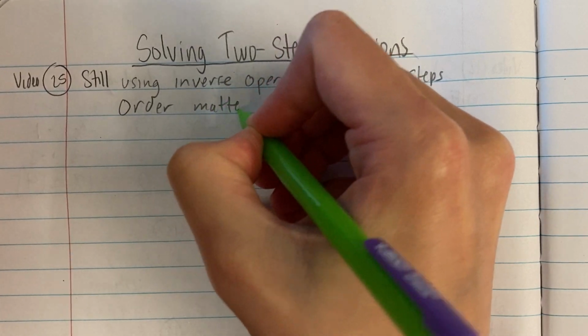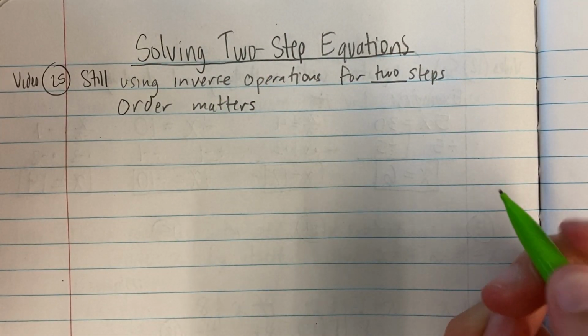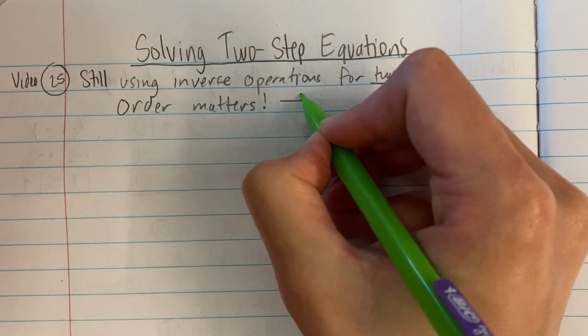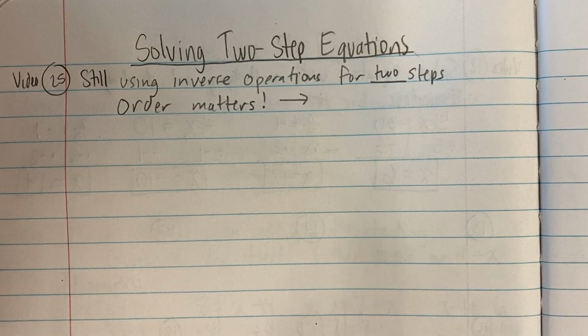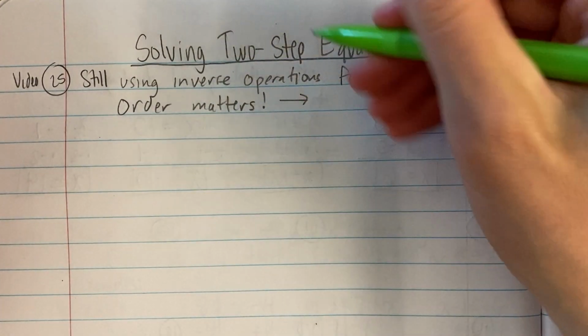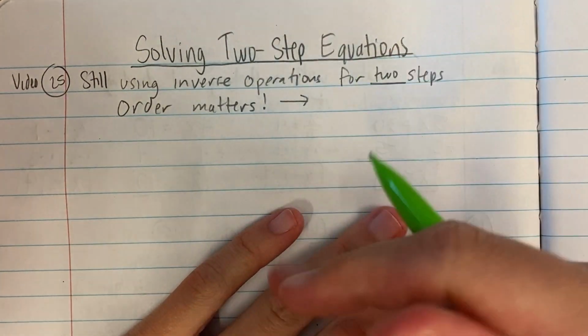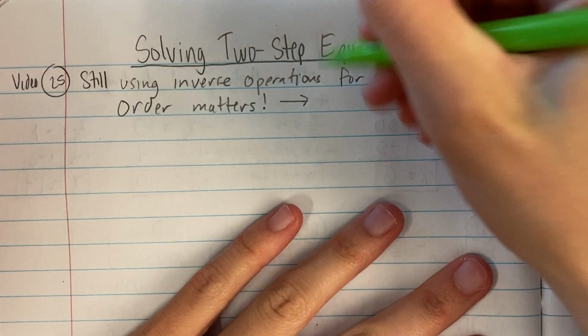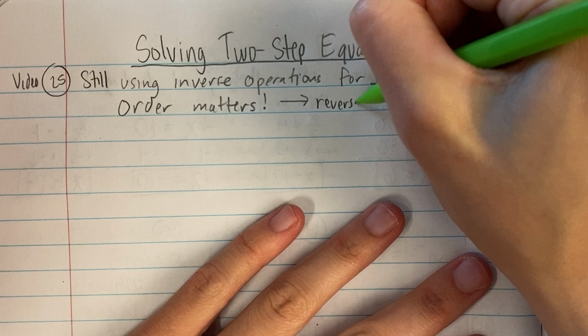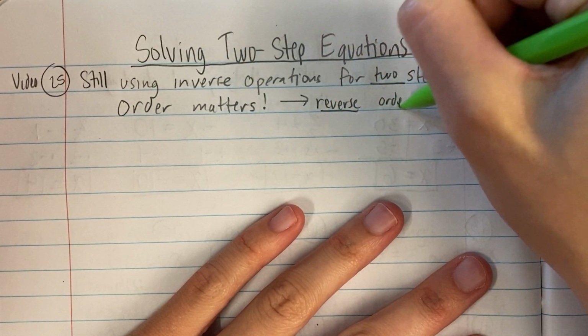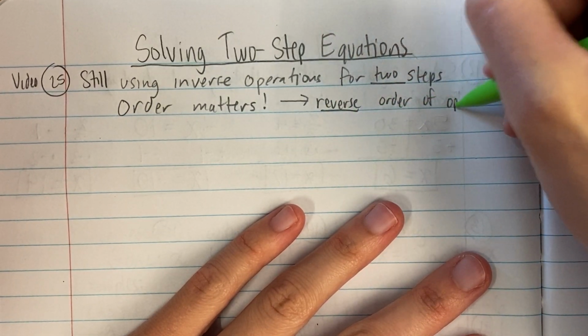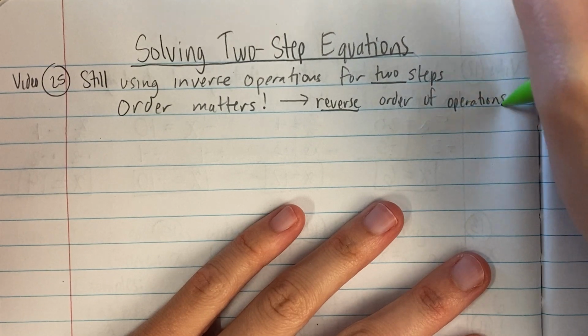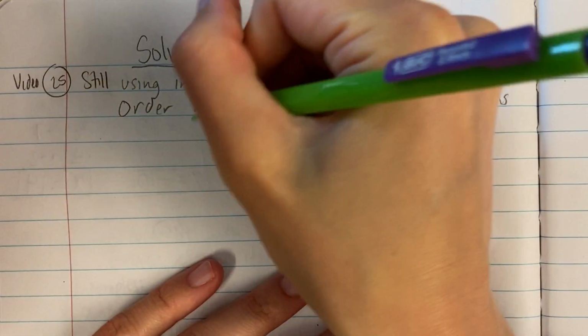We can't just undo the operations in whatever order. Just like the same way we can't when we did order of operations, right? We can't just do our operations in any order. And since this time we're taking operations and we're undoing them, we actually use the reverse of order of operations, right? We learned about order of operations. Now we're going to be undoing operations, so we're going to be going in the reverse order of operations.